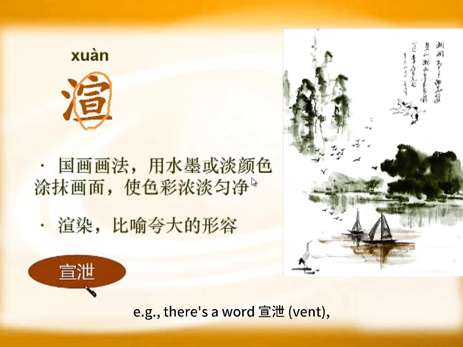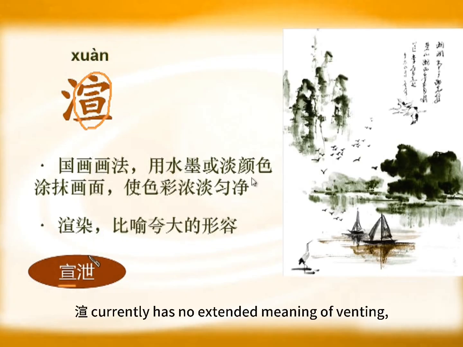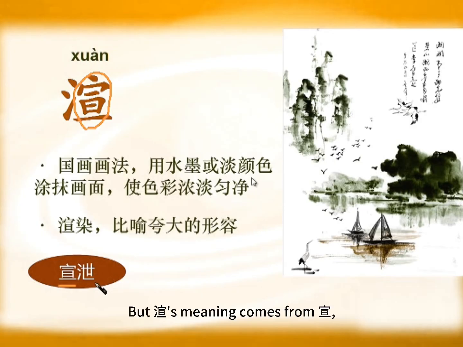In usage, 渲 is easily confused with 宣. E.g., there's a word 宣泄, vent, meaning to leak or vent. Like 宣泄痛苦, vent inner pain. But when writing these words, many like to write the 宣 as 渲, adding the 3 dots. 渲 currently has no extended meaning of venting. Cannot write it this way, but 泄's meaning comes from 宣. So it actually shares some connection.